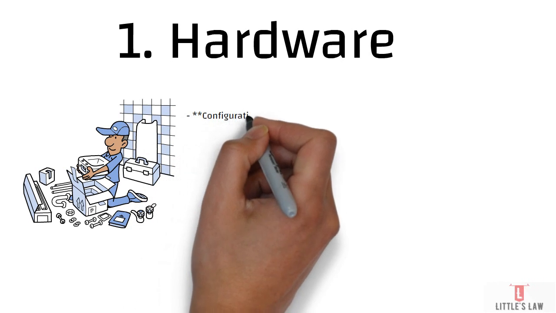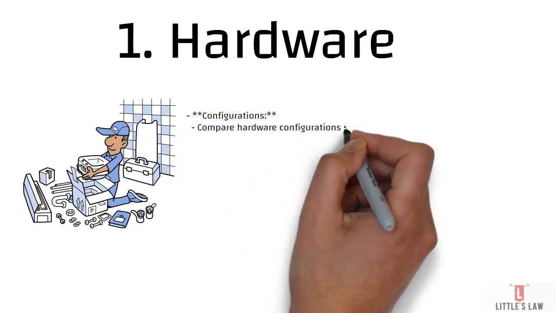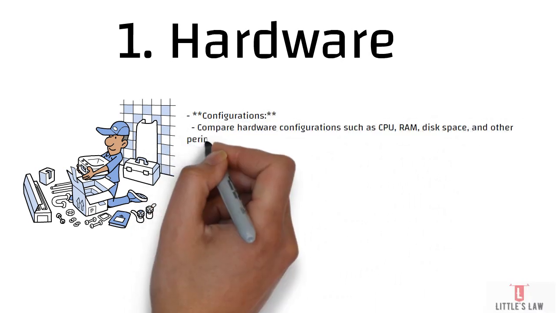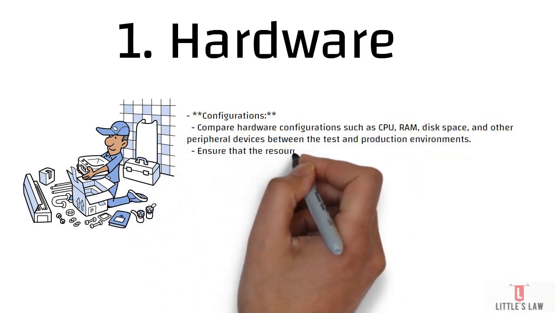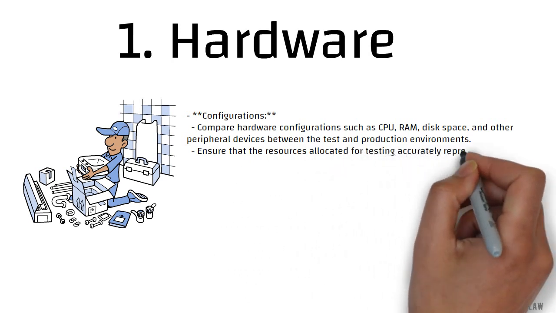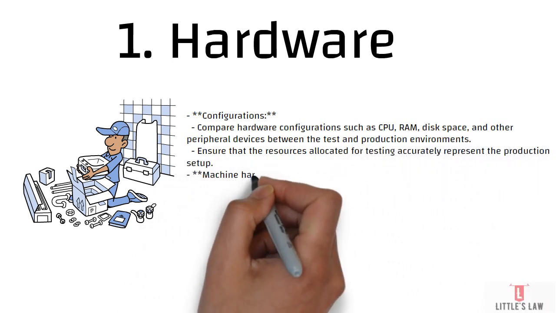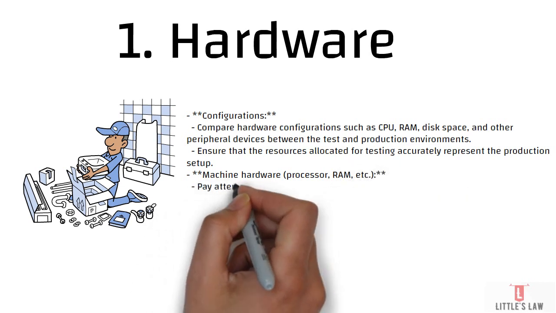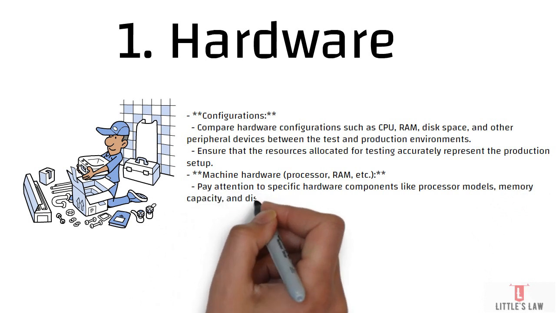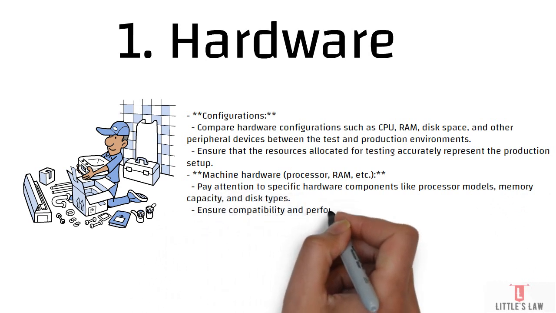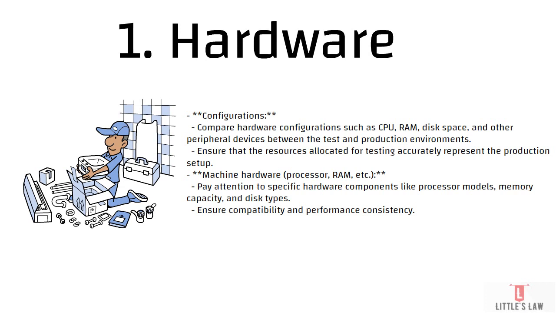So when it comes to the configurations, we have to compare the hardware configurations. So what are the parts that we have to compare? We have to compare the CPU, the RAM, the disk space, and other peripheral devices between the test and the production environments. And we have to ensure that the resources allocated for testing accurately represent the production setup. And when it comes to the machine hardware, we have to pay attention to specific hardware components like the processor models, the memory capacity, and disk types to ensure compatibility and performance consistency.